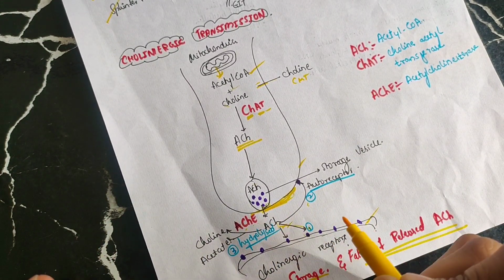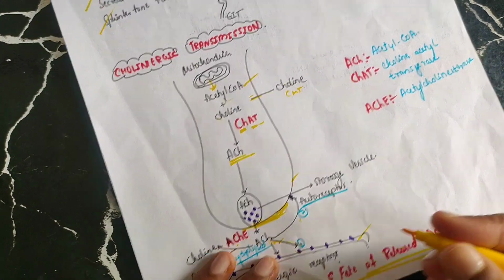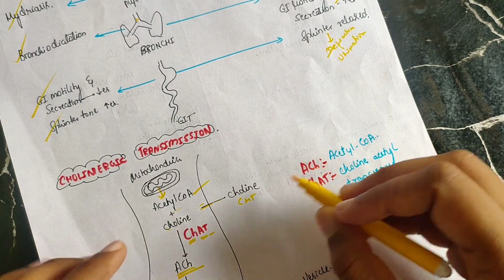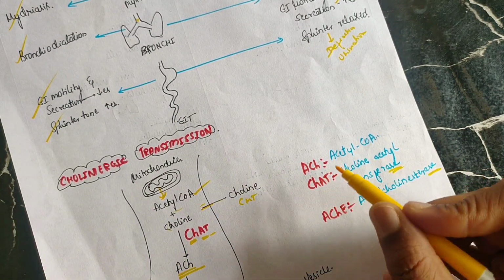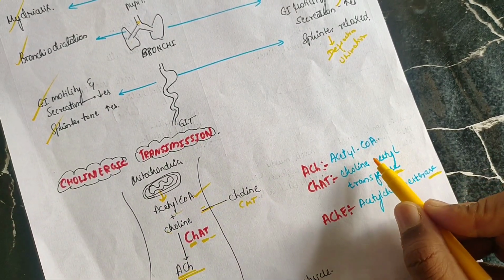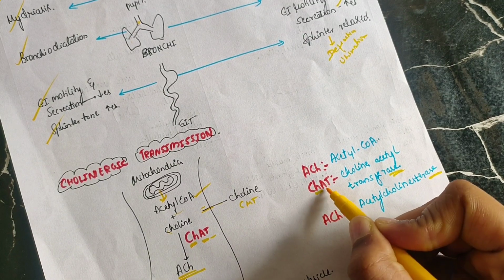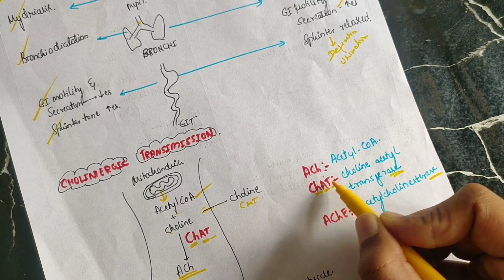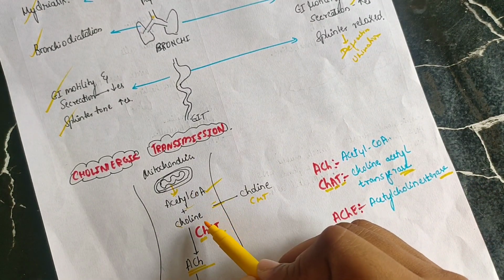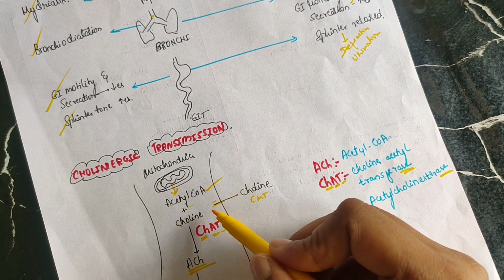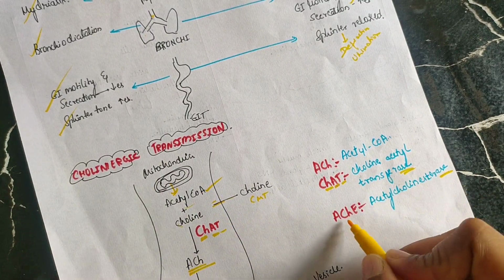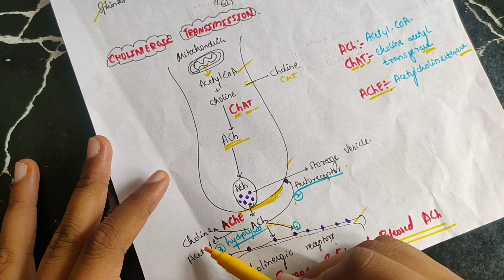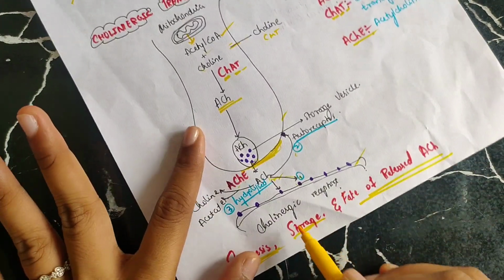Acetylcholinesterase. AS means enzyme. Whenever we see AS, these are enzymes. I have written everything in short form, so I have written the full forms separately. ACh is acetylcholine. Choline acetyltransferase helps in converting acetyl-CoA and choline into acetylcholine. And acetylcholinesterase breaks down acetylcholine into choline and acetate. These are cholinergic receptors.